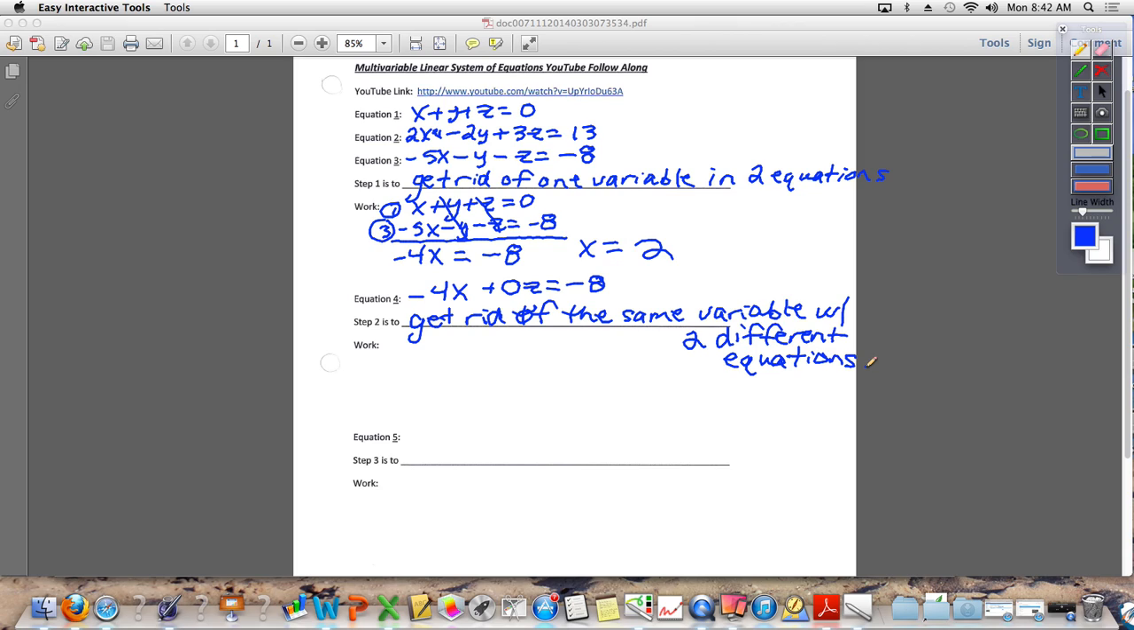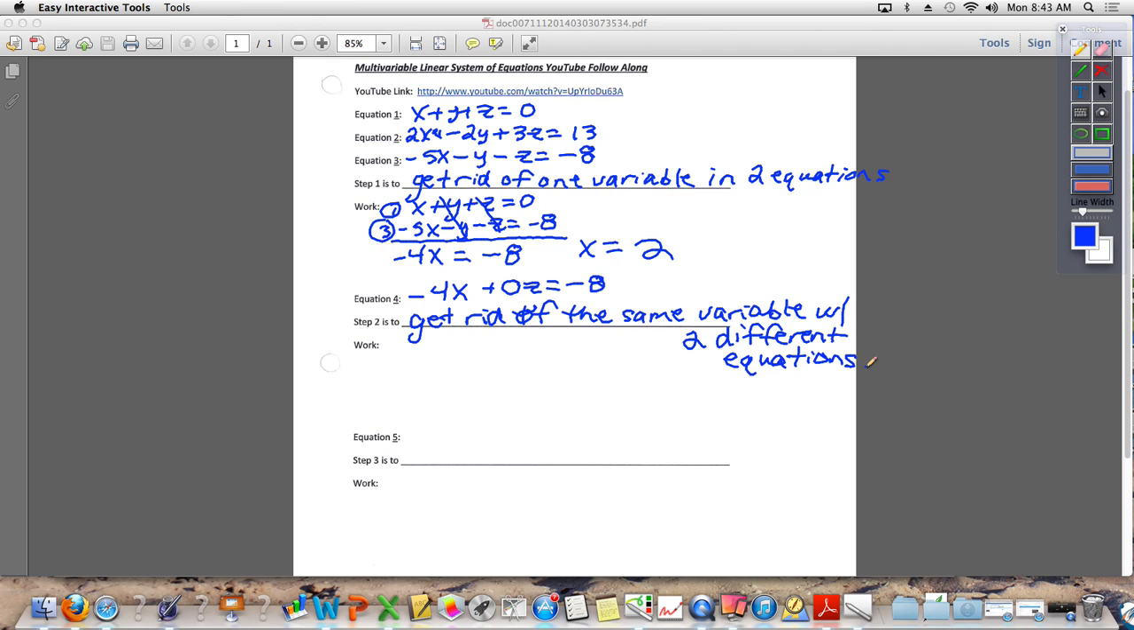Pick 2 different equations up there. We are not going to use equations 1 and 3. We've got to get rid of the y's again, but we can't use 1 and 3. What else do you think we could use? Could we use 1 and 2? Could we use the fourth equation?